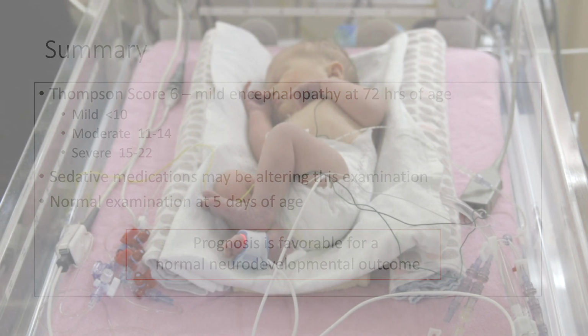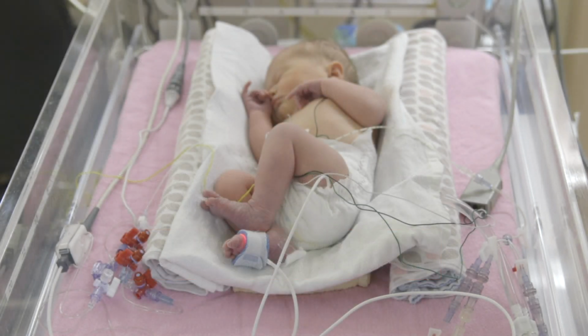At the time of discharge, by 5 days of age, the patient had a completely normal neurological examination and was orally feeding without difficulty. The MRI was obtained on day 4 of life and did not show any abnormalities. The prognosis for this infant is favorable for a good neurodevelopmental outcome.